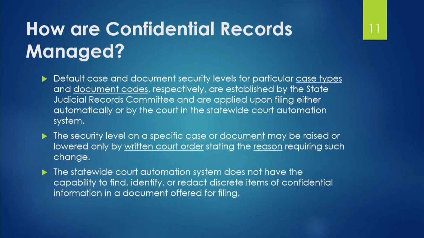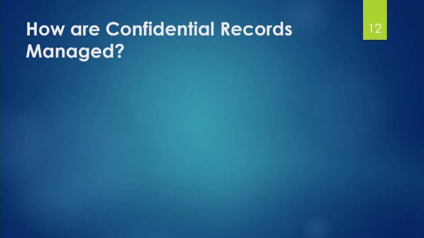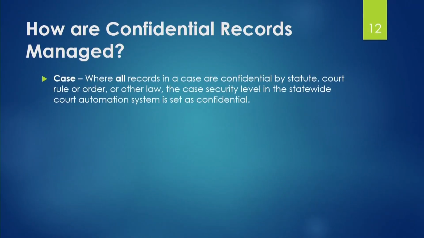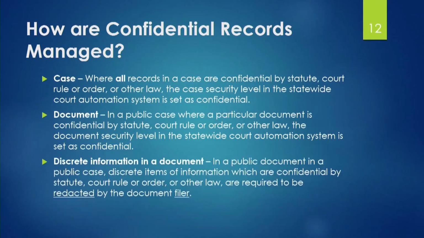The statewide court automation system does not have the capability to automatically redact documents. That requirement will be on the filer of the document. As I mentioned, security is set by case, document, and by data elements within a document. Case level security is the highest. When a case is considered confidential, all documents in the case are confidential, and access is limited to attorneys of record and to parties in the case.